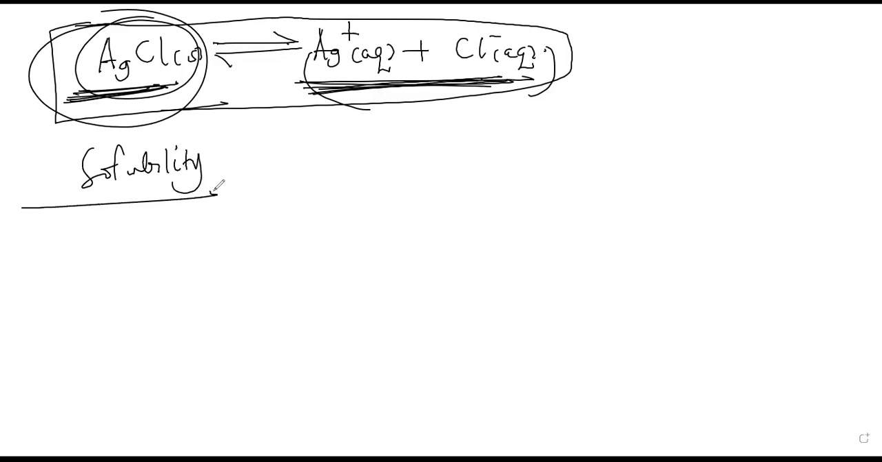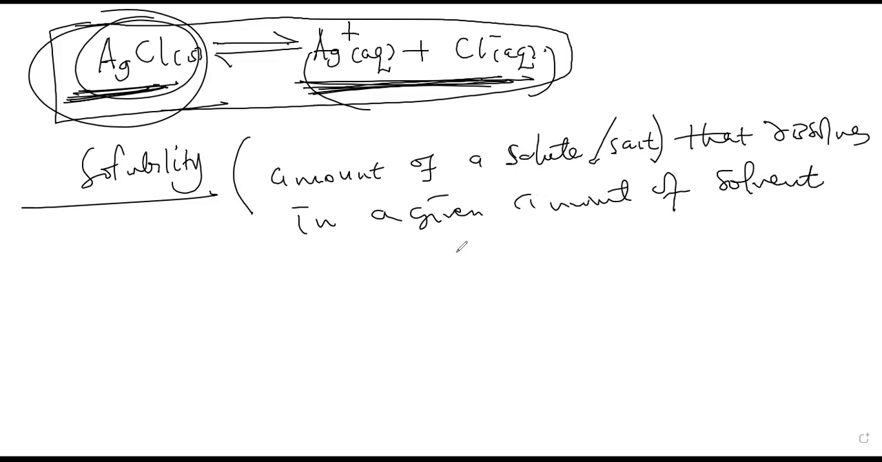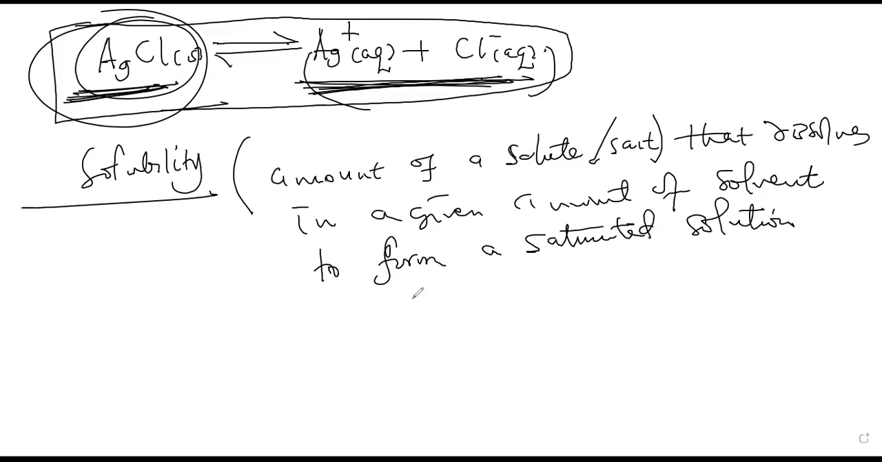Then the solubility. The definition of solubility: solubility is the amount of a solute or salt that dissolves in a given amount of solvent to form a saturated solution at a given temperature.